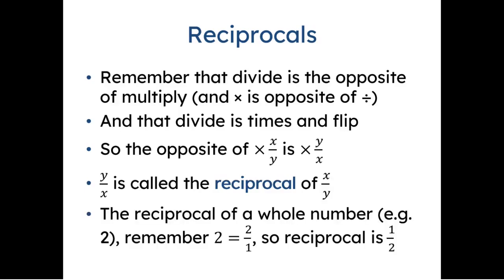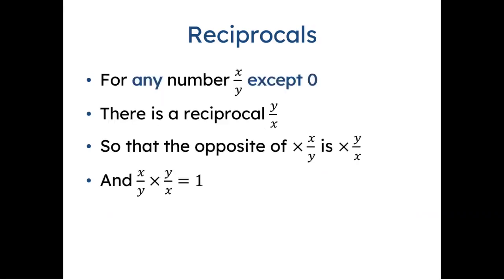And the reciprocal of a whole number, well, 2. Remember, 2 is 2 over 1, so its reciprocal is 1 over 2. So for any number x over y except for 0, there is a reciprocal y over x. So the opposite of multiplying by x over y is multiplying by y over x. And x over y times y over x is 1. So we can always undo a multiply, or for that matter, a divide, by using the reciprocal.